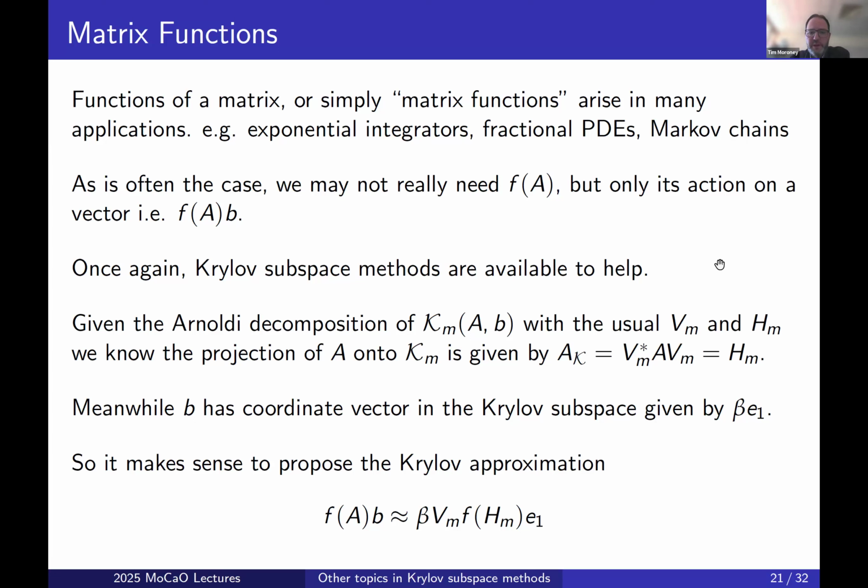We do the usual thing. We build up the Arnoldi decomposition of A and b. We know the projection of our matrix A onto that space is H. So what could be more natural than proposing the Krylov approximation f of H? The vector that corresponds to b is beta e1. There's the beta e1, and then map it back. If anything is going to be the right formula, it must be this.